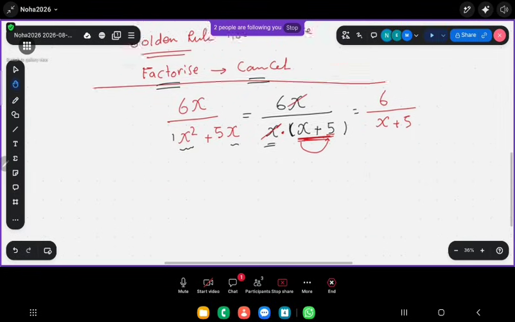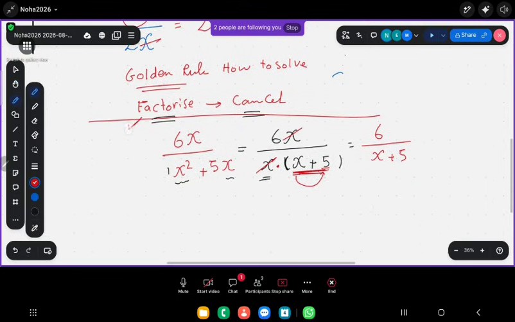Did you get it? So I make my golden rule. I factorize as I can, then I cancel. While I'm factorizing, I'm looking for what? If it was an individual term, there is no factorizing. I hope you get it. Any problem here?